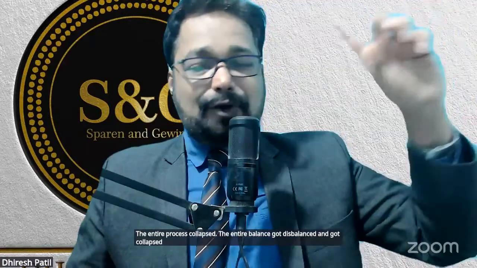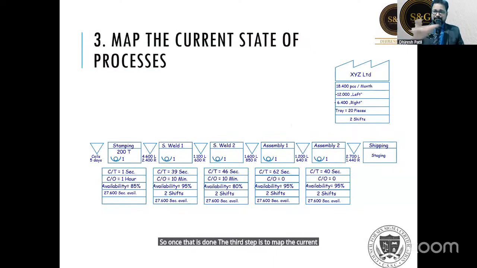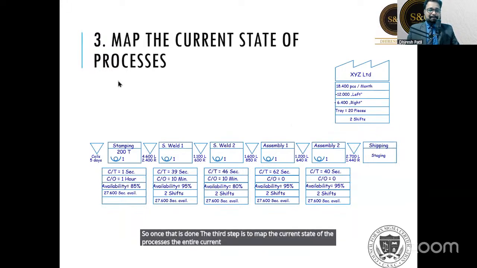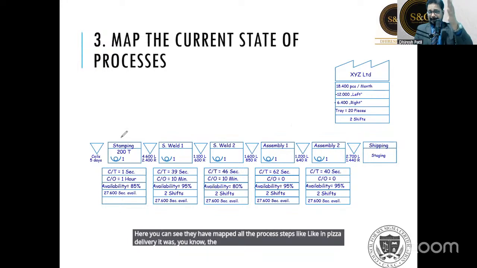Clear, everybody? With this example as well as this demonstration, are you clear with this takt time calculation? Just give me yes in the chat box. Clear hai? Very good, very good, super. So once that is done, the third step is to map the current state of the processes. The entire current state of the processes is mapped. Here you can see they have mapped all the process steps, like in pizza delivery it was the dough preparation, the toppings, the baking, the packing, all these things.